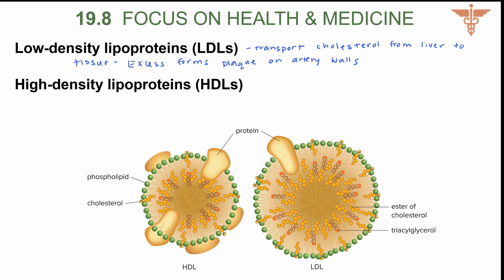The high-density lipoproteins will transport cholesterol from the tissues back to the liver, and these have more protein and less cholesterol, and they also transport excess cholesterol to the liver to be converted to other things.